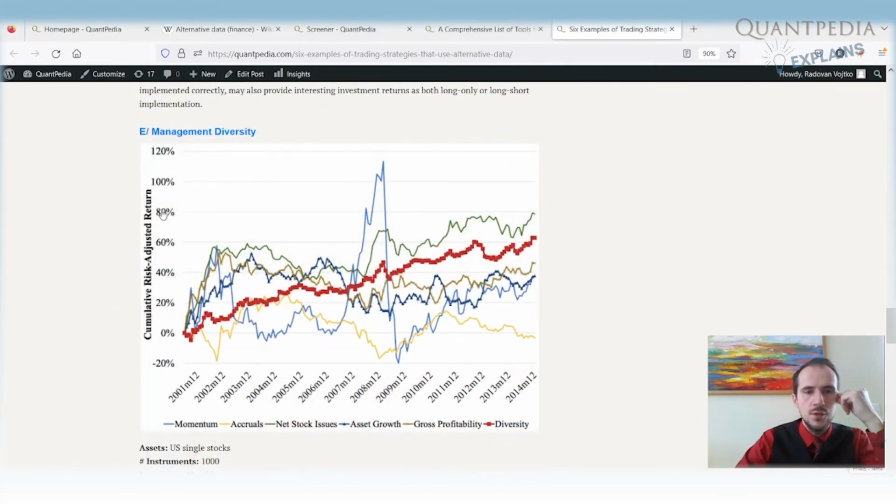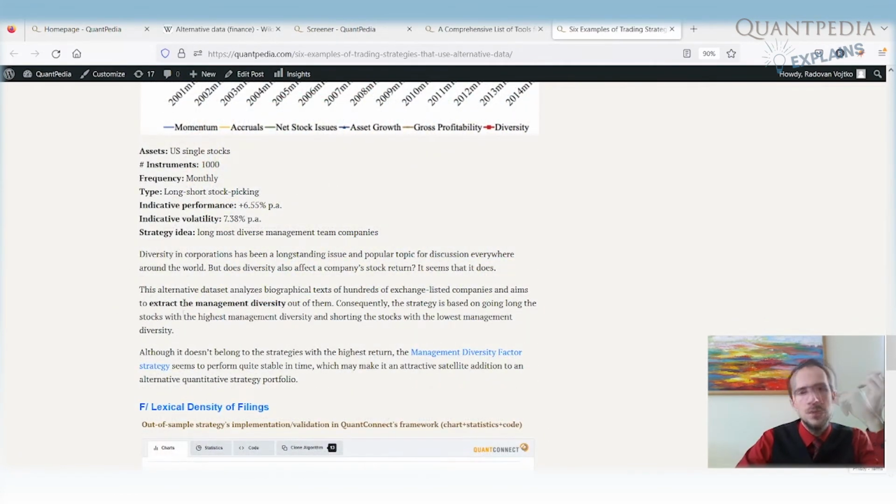Then we have management diversity. That's very interesting. The strategy says that if we have a corporate board that is more diverse, so it has more women or more people of other origins on the corporate board or directly in the management of the company, those companies usually outperform less diverse companies. So that's a very interesting finding also.